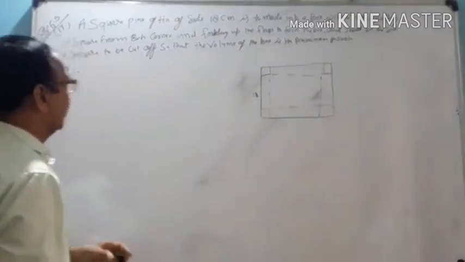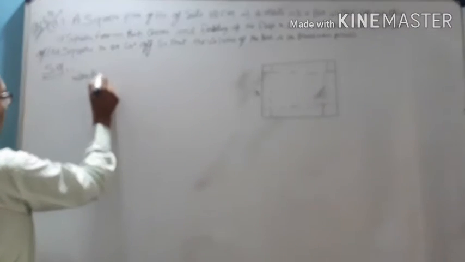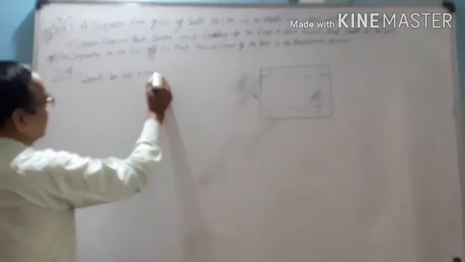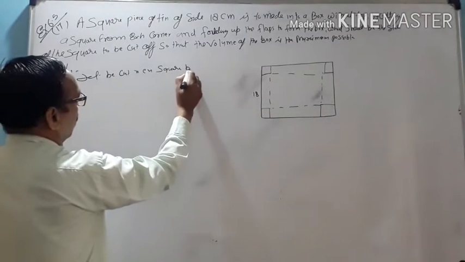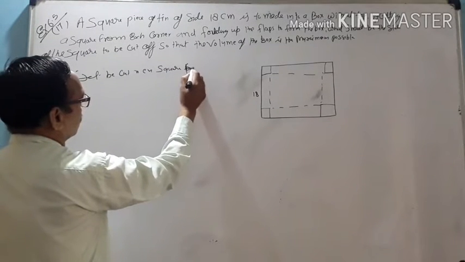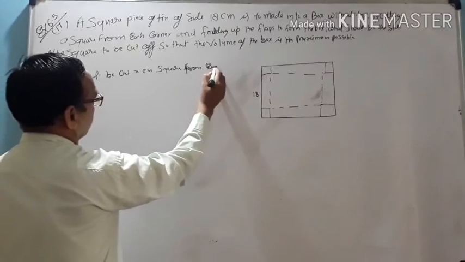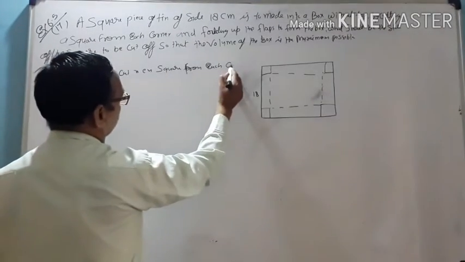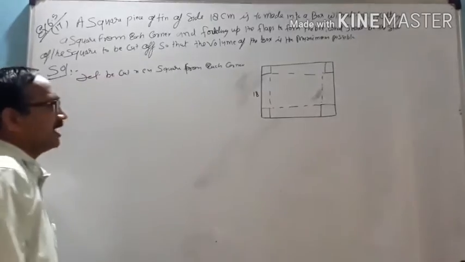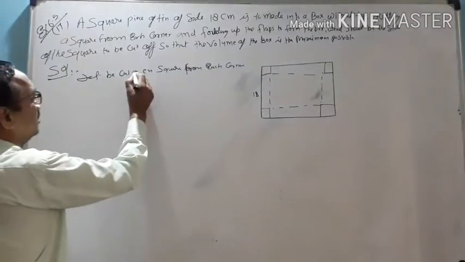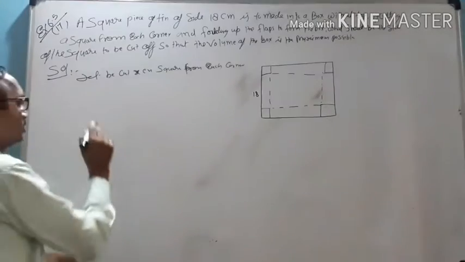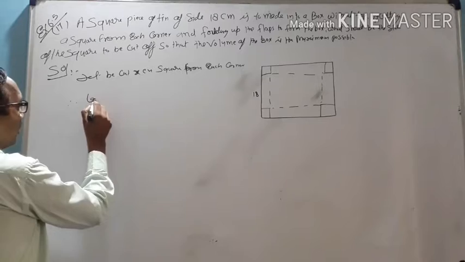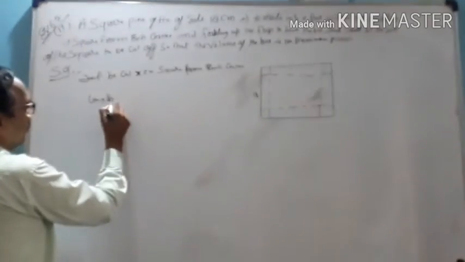So let me cut x centimeter square from each corner. Let me cut x centimeter from each corner, and fold it. Therefore, the length of the box.